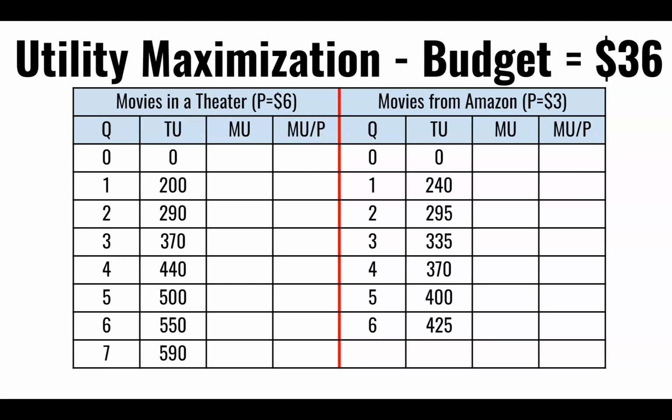So we can practice, and I'll give you a chance. You can practice this. You can press pause in a second. Looking at our budget of $36, do we want to see a movie in the theater at $6, or do I want to rent that movie from Amazon for $3 a movie? And based on these total utility numbers, you should be able to calculate marginal utility and marginal utility per dollar and be able to work out the optimal quantity. So go ahead and give that a shot, press pause, and when you're done, press play, and we'll see if you got it right.